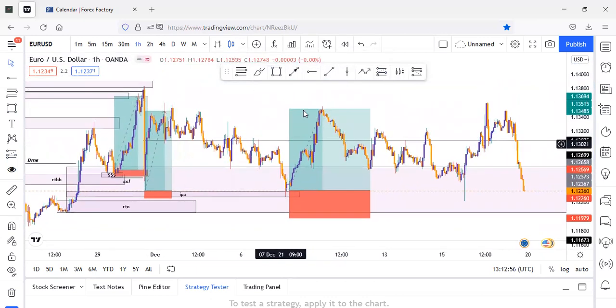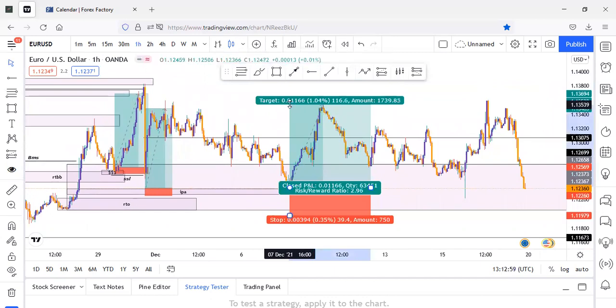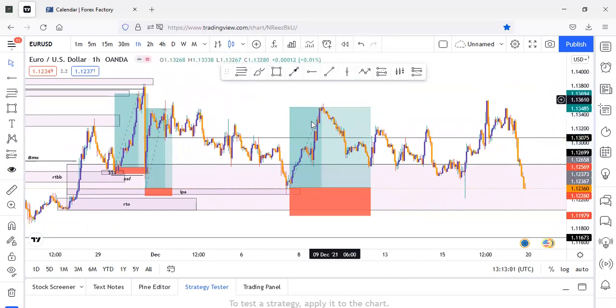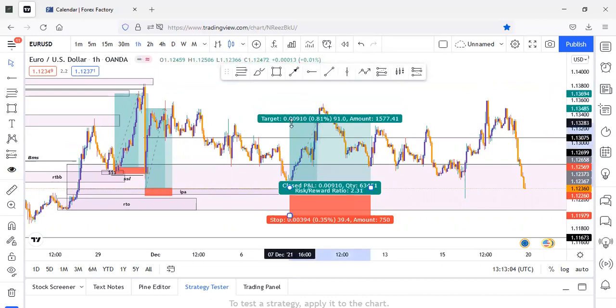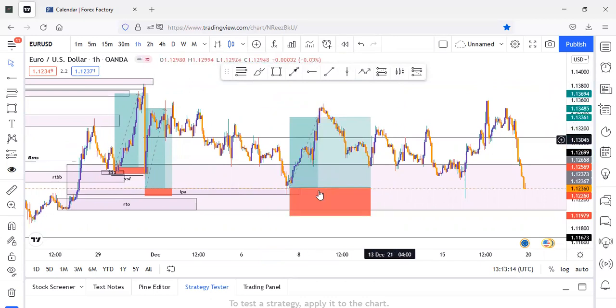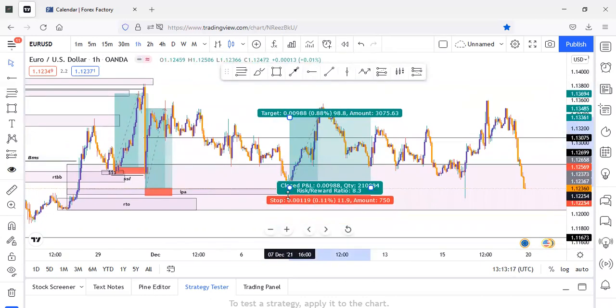I bought right from there again. I closed this market around there. I closed it here because I didn't want any crazy stuff to happen. I closed about 80 pips, half of my position. Then my stop loss was below my IPA entry.